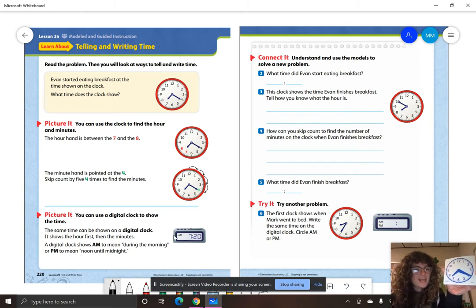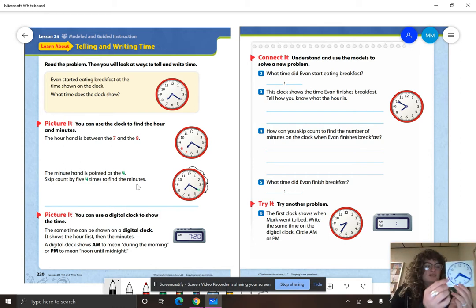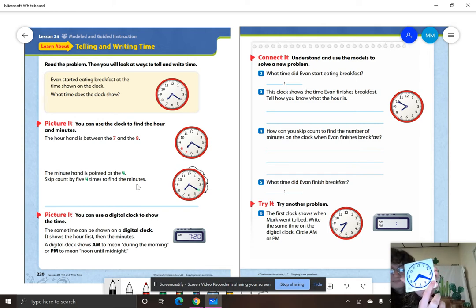All right, and the minute hand is pointing at the 4. So if it's pointing at the 4, that doesn't mean that it's 4 o'clock. That means it is 7:20. What do we skip count to find 20 minutes? We skip count by 5. So we start at the 12. So that is 0, 5 more. So 0, 5, 10, 15, 20. So if my minute hand is pointing at the 4, that would be 7:20.